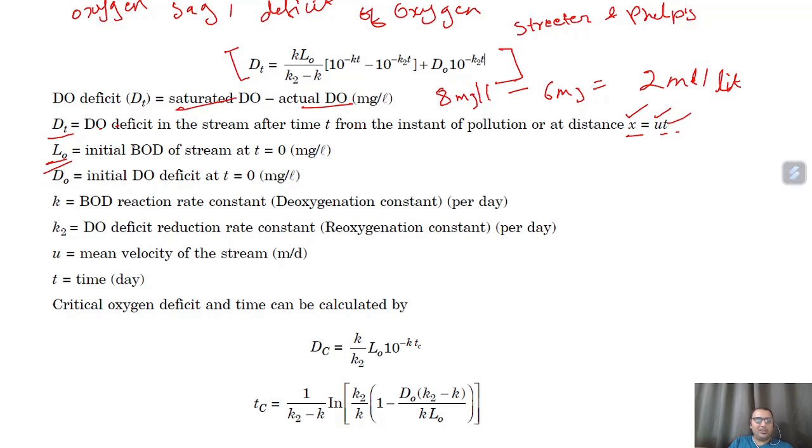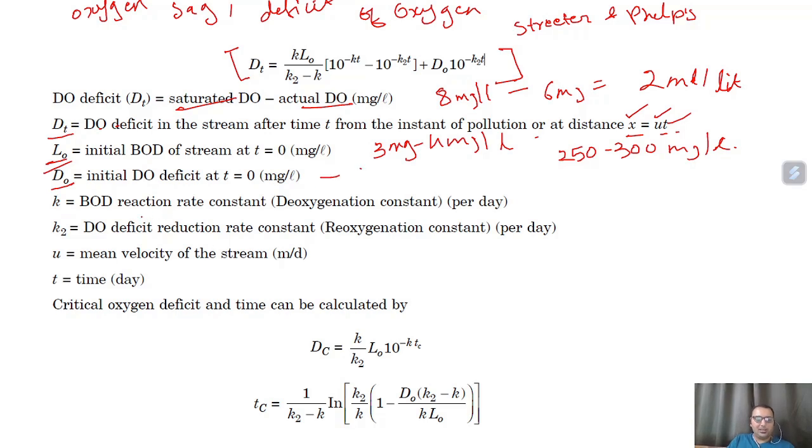L0 is the initial BOD of the stream, that is at time t equal to 0. So before polluting, there is some BOD, that is biological oxygen demand, which is a measure of biological matter in the river water. If river water is very clear, it will be like 3 milligram to 4 milligram per liter of BOD in river water. If it is too much polluted, it is in the region of 250 to 300 BOD, we say. Then D0. D0 is the initial deficit. Please remember that it is the initial deficit. This means the saturated DO minus actual DO.